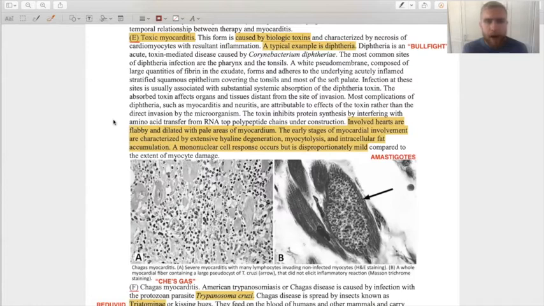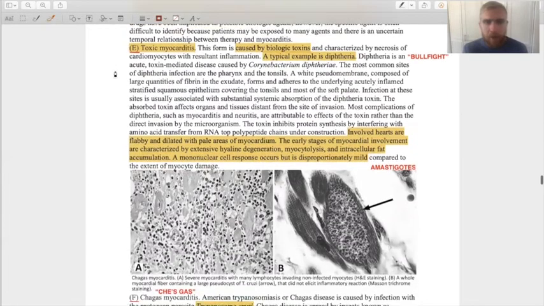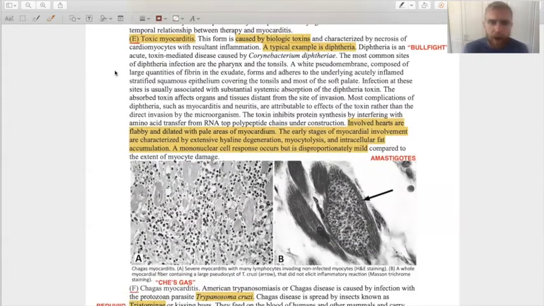Toxic myocarditis, caused by biologic toxins, so don't get it confused with a drug-related myocarditis. A toxic myocarditis, the example that they give us here is going to be Corynebacterium diphtheriae, which the sketchy for that is a bullfight, and you need to know that it's got this elongation factor 2 toxin that's going to stop the ADP ribosylation of proteins.